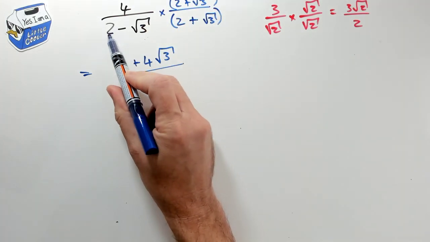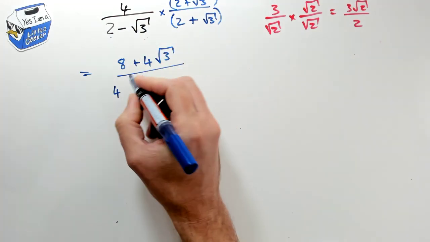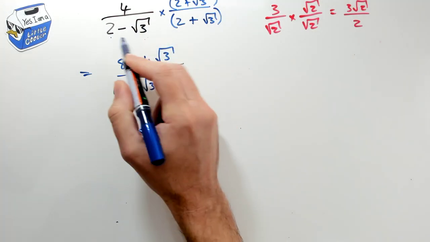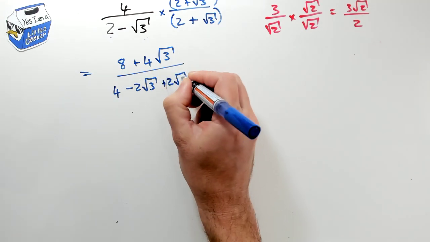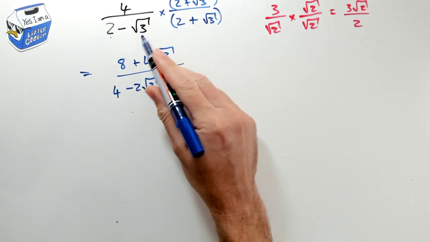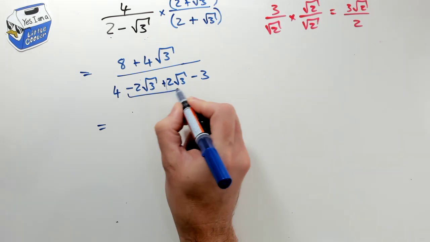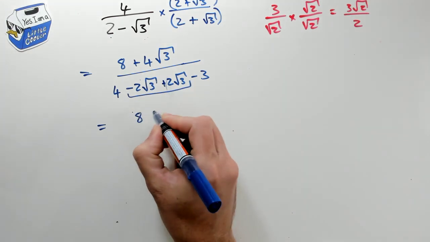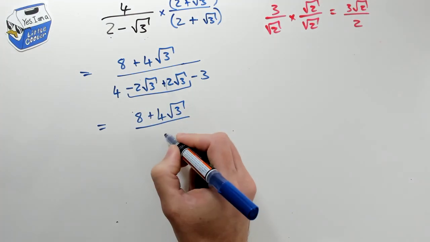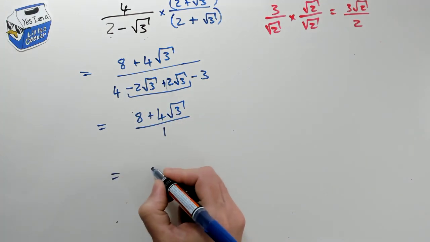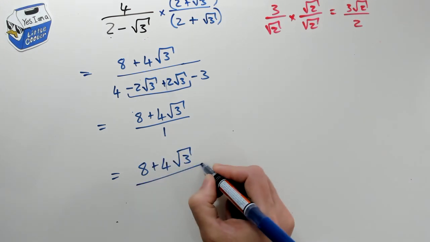At the bottom I'll get 2 times 2, which is 4. I'll write everything out: minus 2 square root of 3 plus 2 square root of 3, and then eventually end off with a negative 3. These two are going to cancel out, and I'm left with 8 plus 4 square root of 3, all over 4 minus 3, which is 1. So in this case, it's actually just this. Very nice. And that's our answer.